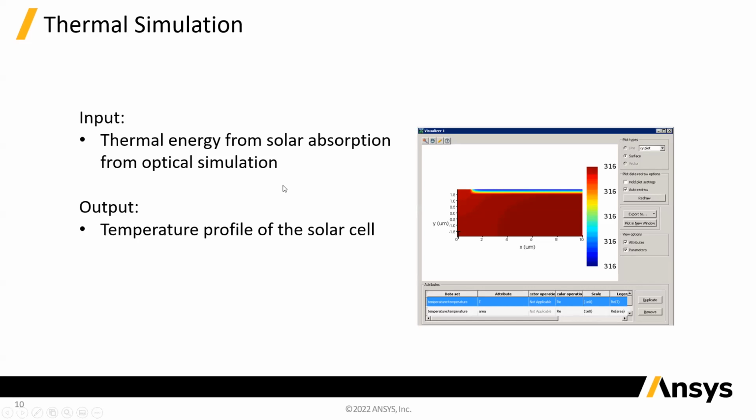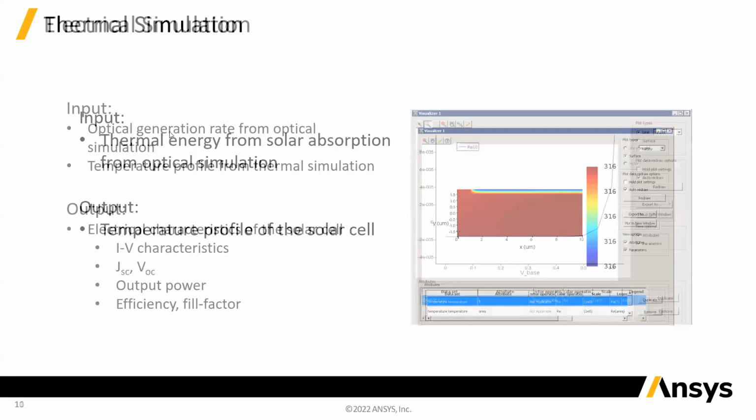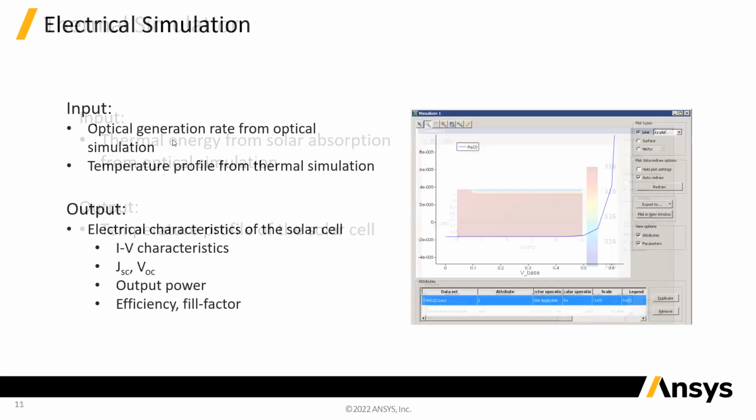Okay, so we talked about the thermal simulation, and then finally, when you go into the electrical simulation, the input would be the optical generation rate from your FDTD simulation. That's how many electron hole pairs were generated. That's going to be one input, and then the temperature profile from the thermal simulation will be the other input. And then once you run your electrical simulation, you get the IV characteristics like this, and then you get the short circuit current, the open circuit voltage, the output power, and things like efficiency of your solar cell and the fill factor.